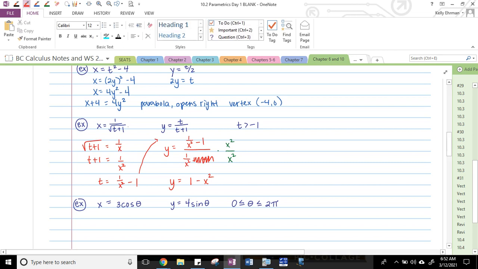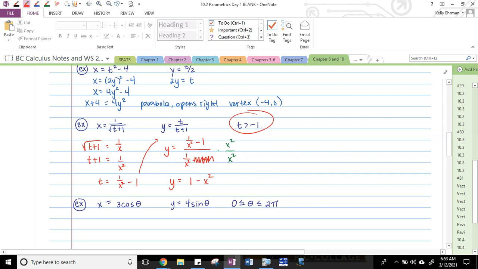So this shows me that if I were to make a table and graph the x, y ordered pairs for t greater than negative 1, I would get a parabola that has a vertex of 0, 1, and it opens down. What about this restriction, though?